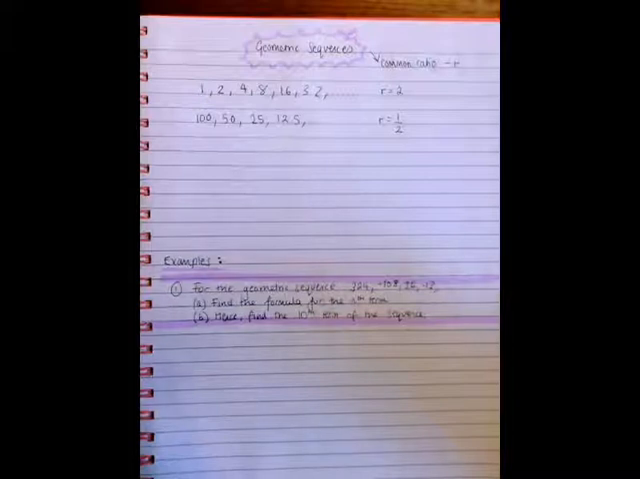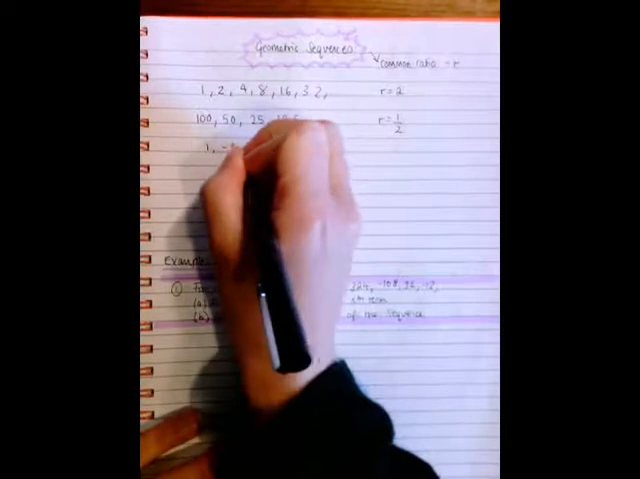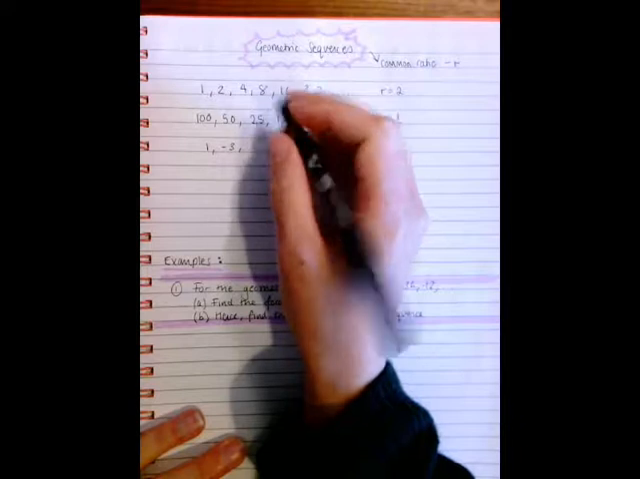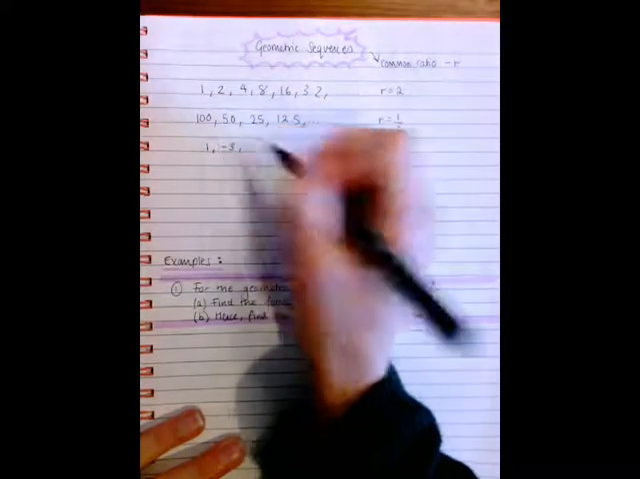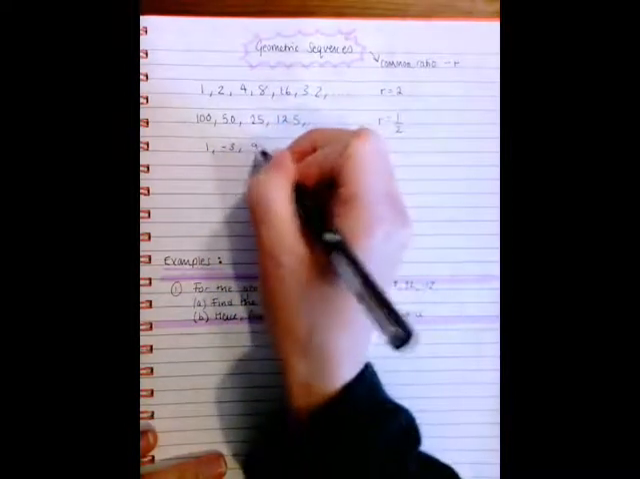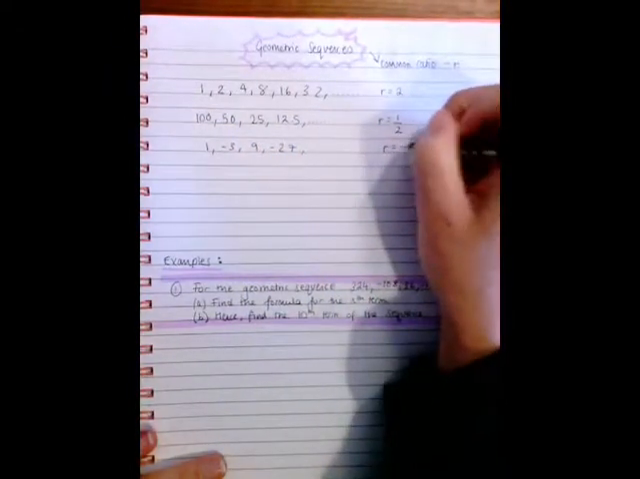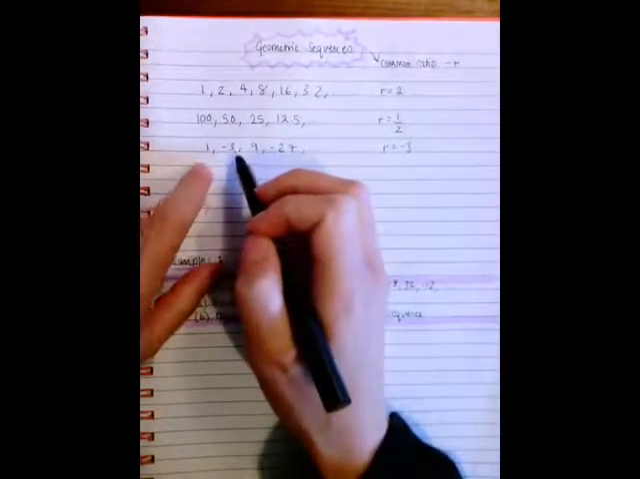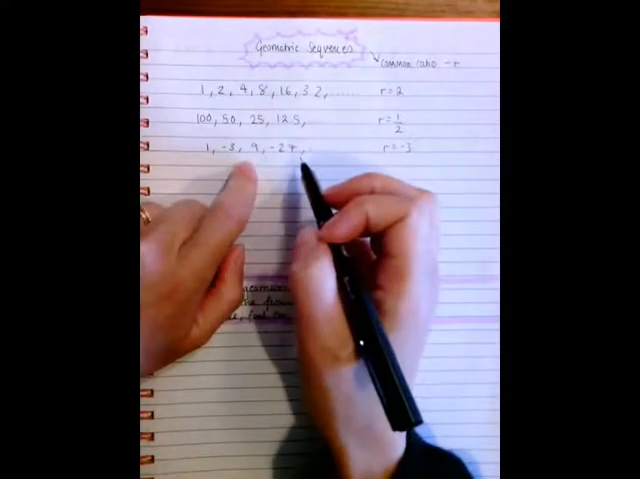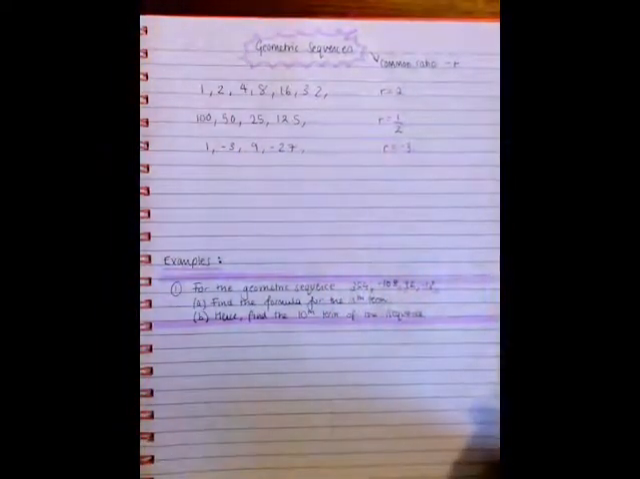And then you could also have, like I said, negative ones. So maybe you had 1, -3, and then, if this one was timesing by -3, we'd get 9, then we get -27, etc. So each term, to get from 1 to -3, we multiply by -3. Times -3 gives you 9, times -3 gives you -27, etc. So that would be R equals -3.